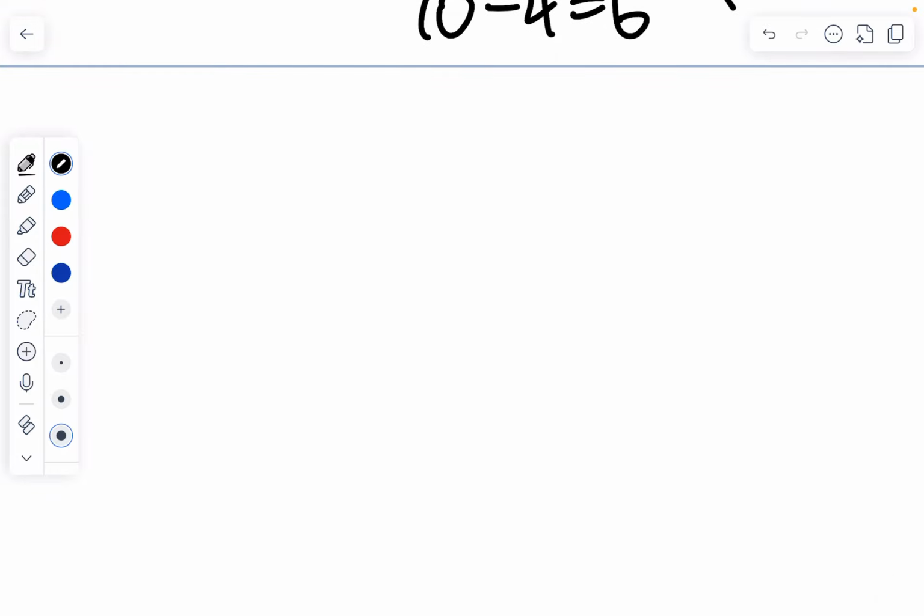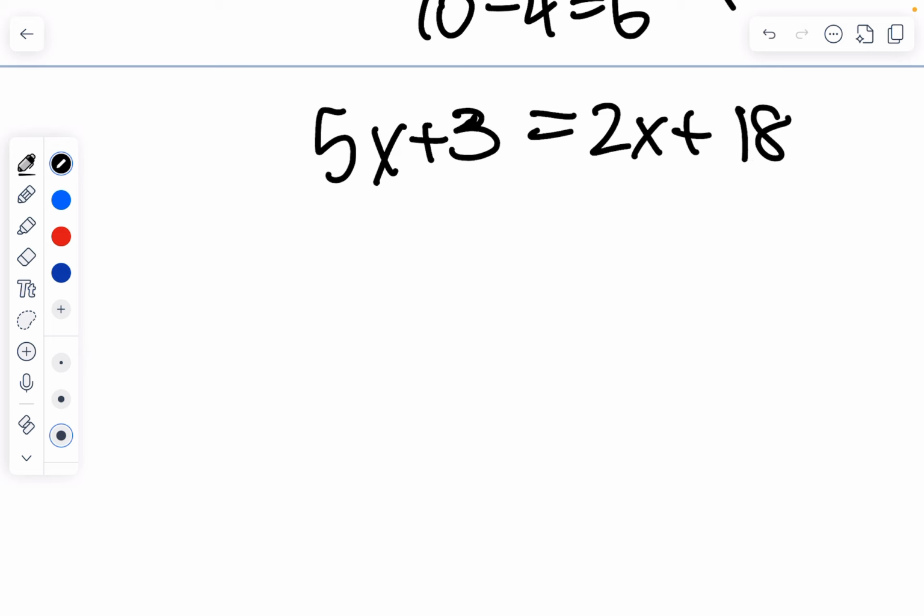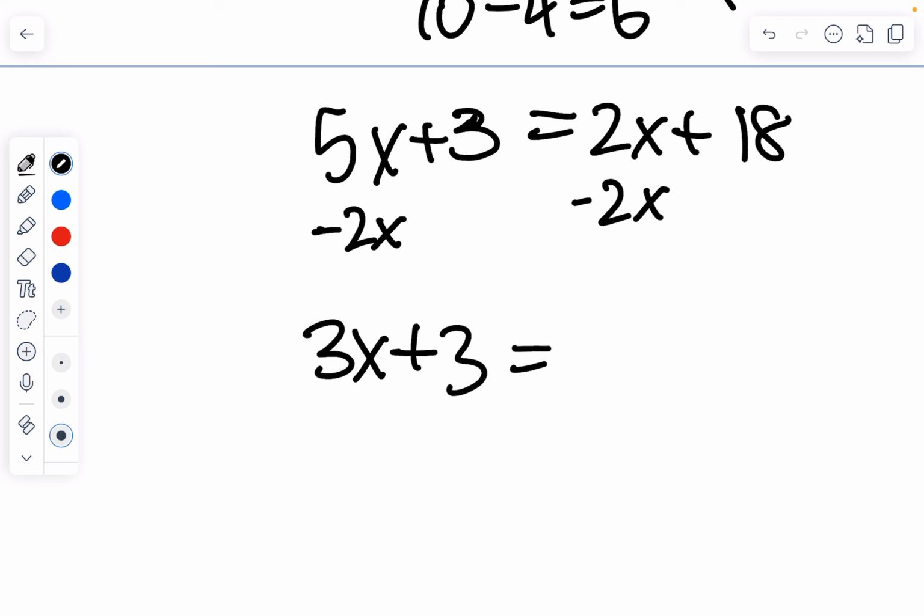Let's try and do an equation with x on both sides. So we have 5x plus 3 equals 2x plus 18. So firstly, we have to subtract 2x from both sides. So we have to find a like term with 2x on this side, which is 5x. So if we subtract 2x from both sides, that's just 5 minus 2. So that is 3x plus 3 equals 18.